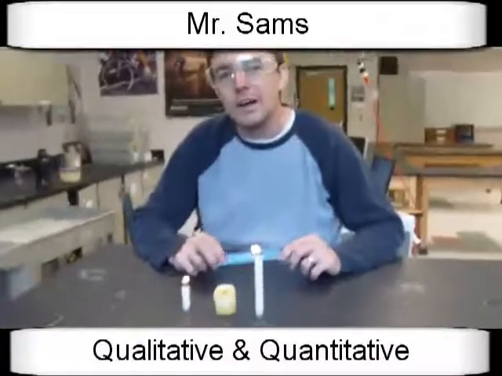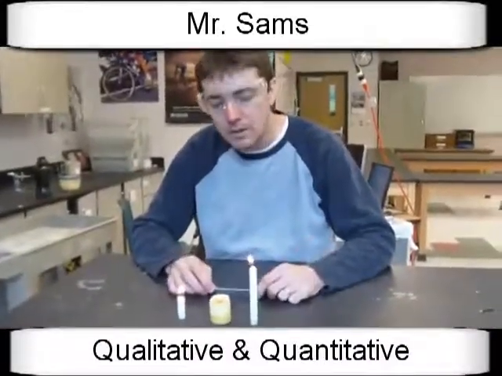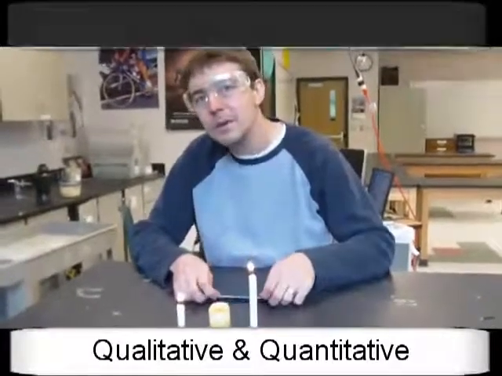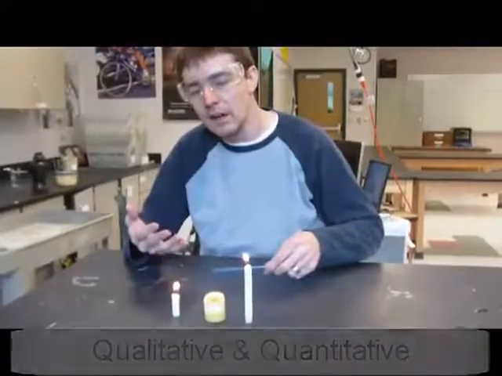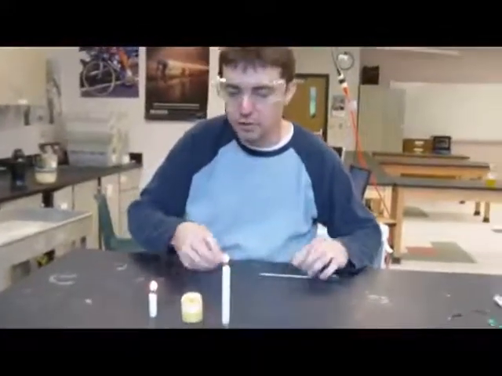All right, we've got 3 candles in front of us. We're going to look at some types of measurements on these candles, quantitative and qualitative measurements. I just told you there are 3 candles. That's a quantitative measurement because that talks about a quantity. It's a number. Quantitative measurements have a number. So, 3 candles.